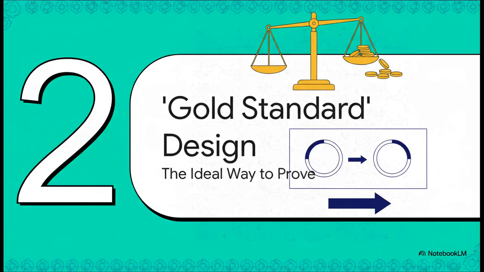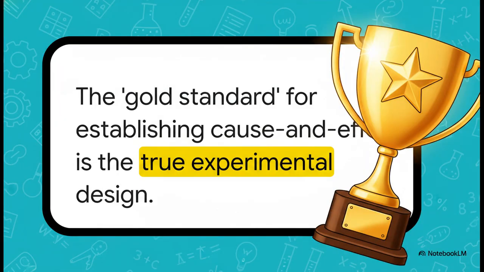Now, in the scientific world, there's sort of a perfect, ideal way to prove this cause and effect relationship. It's what everyone calls the gold standard because it gives you the absolute strongest evidence possible. And that gold standard is the true experimental design. Whenever a researcher is actually able to use this method, their conclusions are just incredibly powerful.